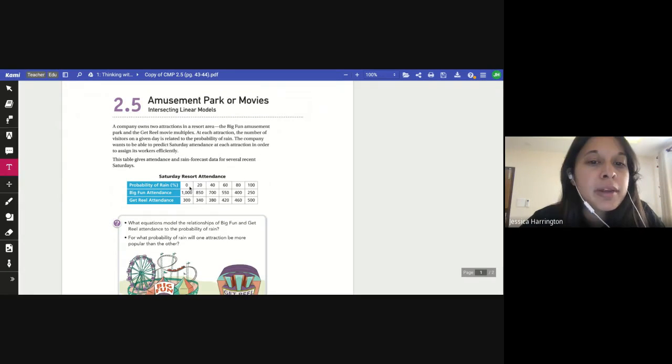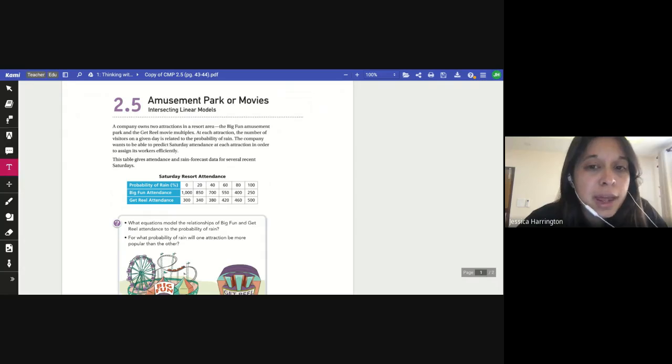So this is some data from other Saturdays. When the probability of rain was 0%, so there was no chance of rain, the amusement park, Big Fun, had 1,000 people come to it, and the movie theater, Get Real, had 300, right? So we can see when there's no rain, a lot more people chose to go to the amusement park. However, if we go all the way on the other end, when the probability of rain was 100% for a Saturday, only 250 people chose to go to the Big Fun amusement park, where 500 people chose to go to the movie theater. So really, the number of people that go to either the amusement park or the movie theater is based on rain, which makes sense, right?